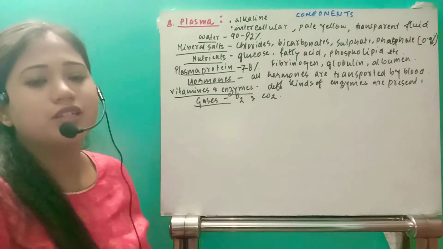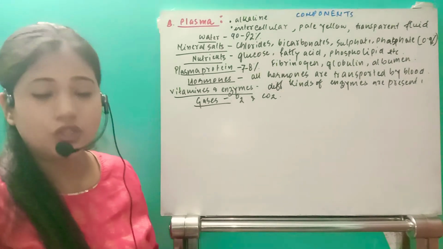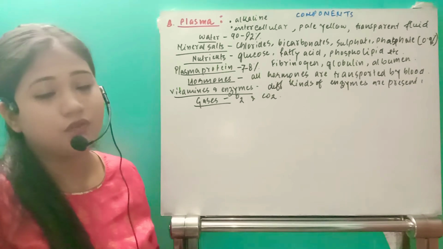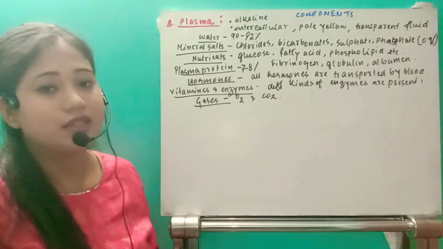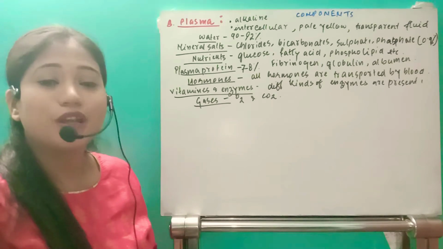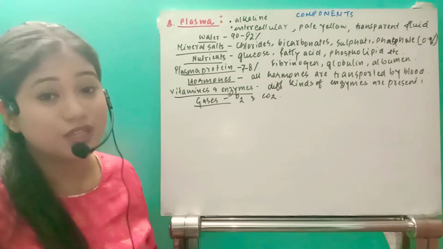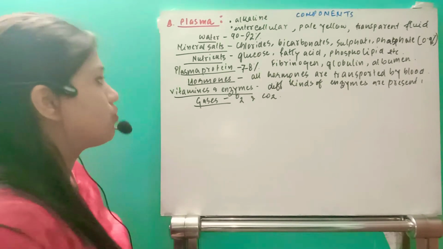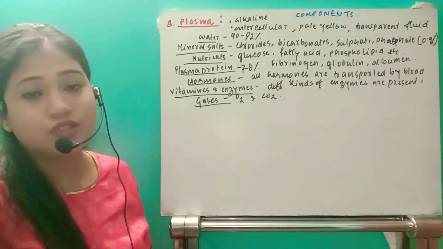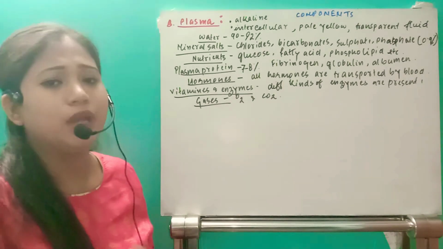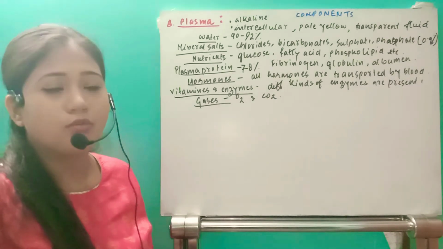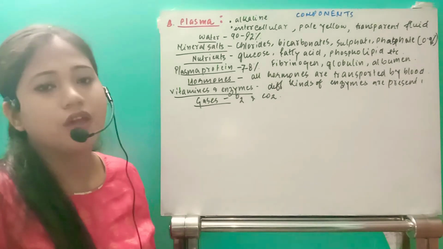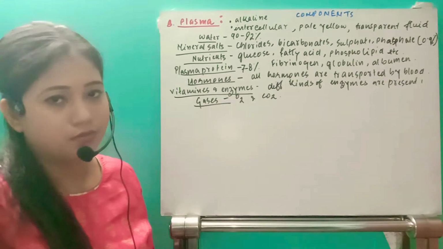Next, the different types of plasma proteins. As I already mentioned, the blood has three types of protein. What are they? Fibrinogen, albumin and globulin. These are the three types of proteins present in the blood, and they make up around 7 to 8%. Next, hormones. We know that all of the hormones are transported by the blood itself, and not only the hormones but also some amount of vitamins and a very little amount of enzymes can be transported by blood.